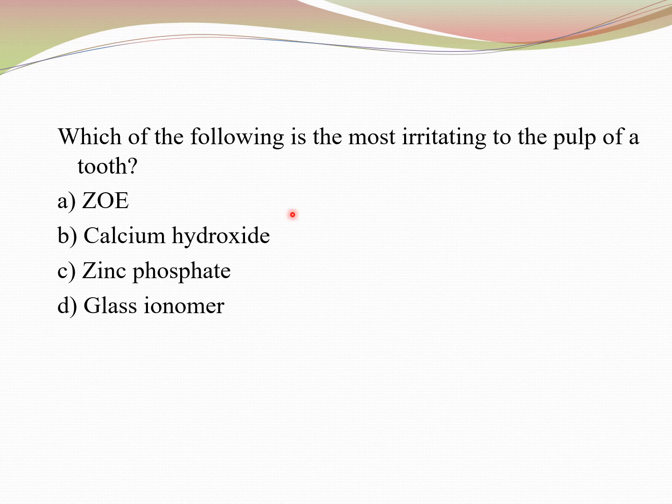Which of the following is the most irritating to the pulp of a tooth? We mentioned this one earlier when we were looking at the different cements and compounds. Is it ZOE, which is zinc oxide eugenol, or calcium hydroxide? Remember, that's a base or a liner. Zinc phosphate, or a glass ionomer. We'll discuss these. Hopefully everybody remembers and chooses the correct answer for this one.